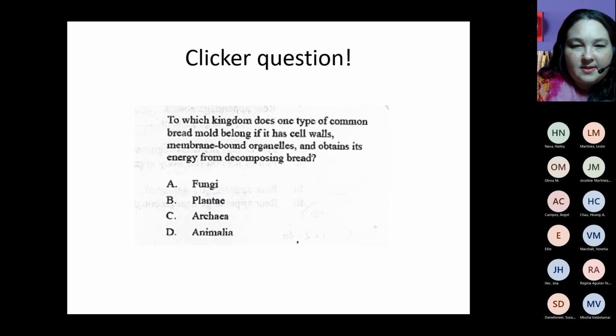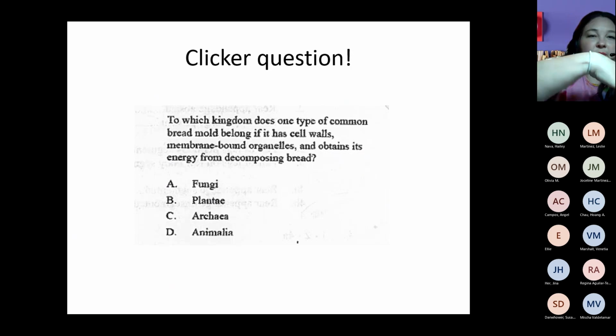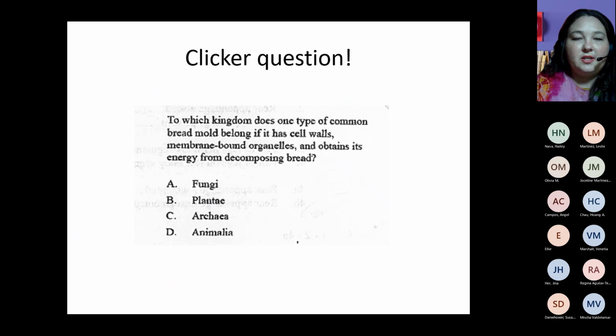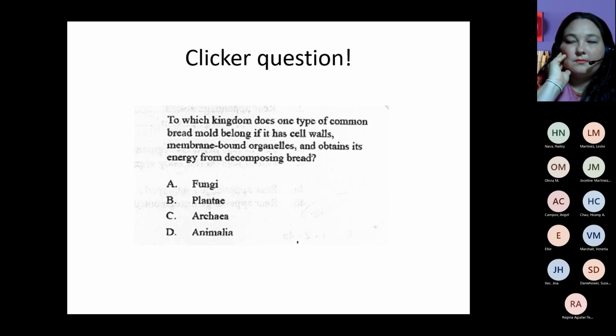Here is a synthesis question. It brings together a lot of information into one question. I'm waiting for 7 answers. All right. Huh. Oh, wait, there's one more person. Okay.